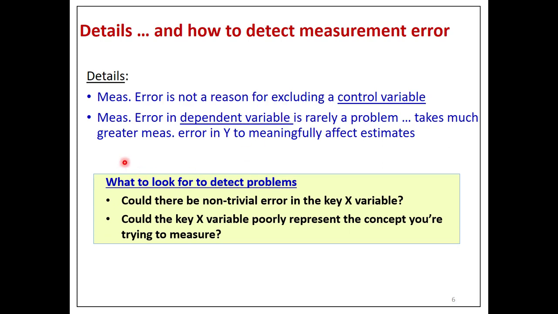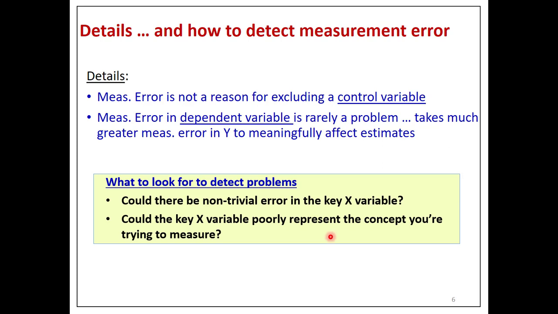So what you want to look for to detect problems is, could there be non-trivial error in the key X variable, and could the key X variable poorly represent the concept you're trying to measure? That's what we saw in the last example with the hot hand: making the last 3 shots is a poor indicator for whether the person's in the hot hand state or the normal state.